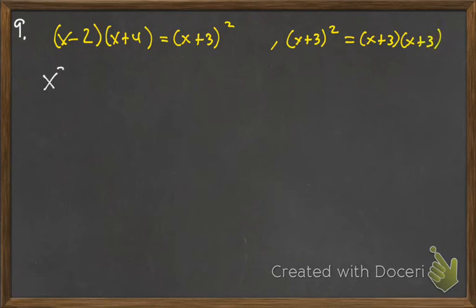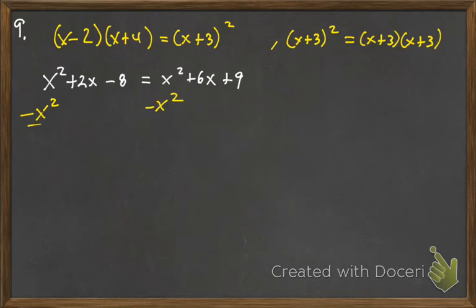Okay, we'll FOIL the left-hand side, which will be x squared plus 2x minus 8. FOIL the right-hand side, x squared plus 6x plus 9. Now, you see you have an x squared on both sides, so if I subtract x squared from both sides, those are going to cancel out, so it is, in fact, a linear equation. Okay, so it is no longer quadratic. The x squared is the quadratic term. That's gone. So we get 2x minus 8 equals 6x plus 9.